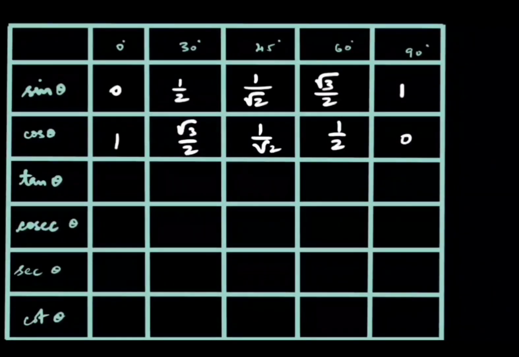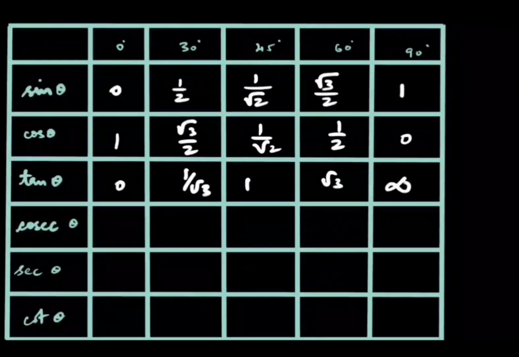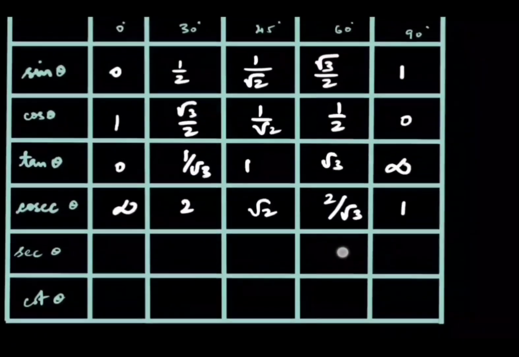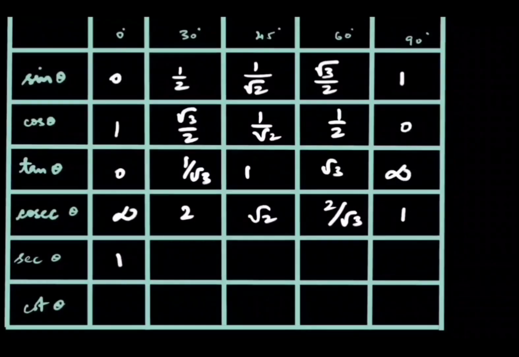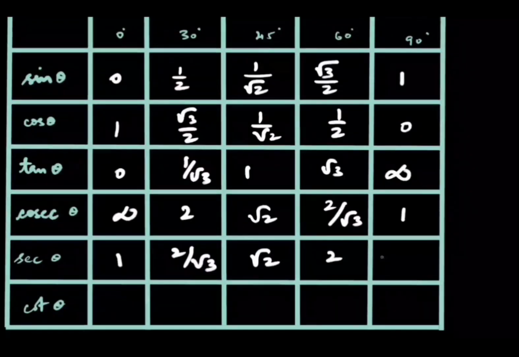Tan is sine by cos, so we'll divide both things. 1 by root 3, 1, root 3, and undefined. Cosecant is the inverse of sine. So 1 by 0 is undefined, 1 by 2 is 2, 1 by root 2 is root 2, 1 by root 3 by 2 is 2 by root 3, 1 by 1 is 1. Secant is the inverse of cos. 1 by 1 is 1, 1 by root 3 by 2 is 2 by root 3, 1 by root 2 is root 2, 1 by 2 is 2, and 1 by 0 is undefined.